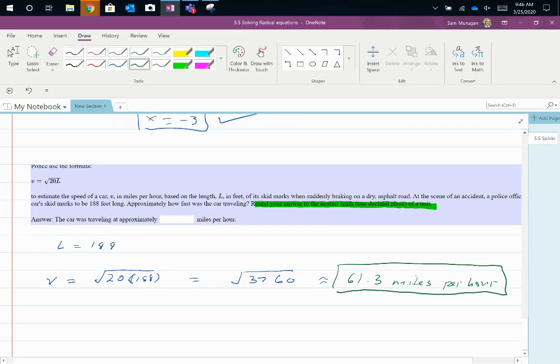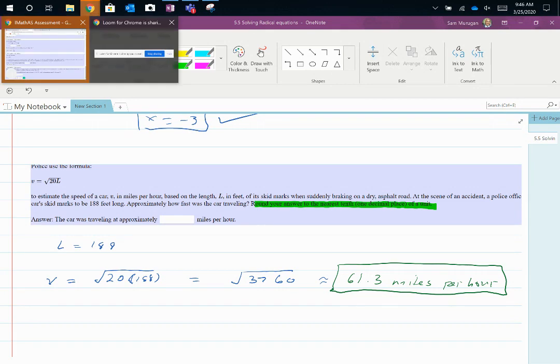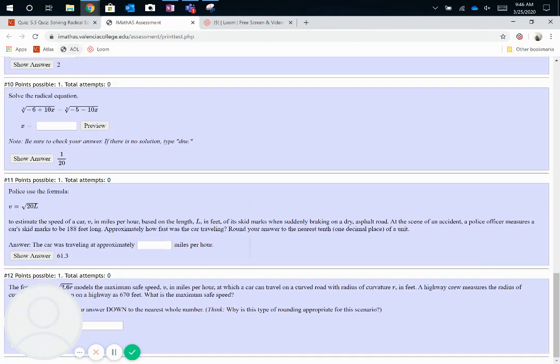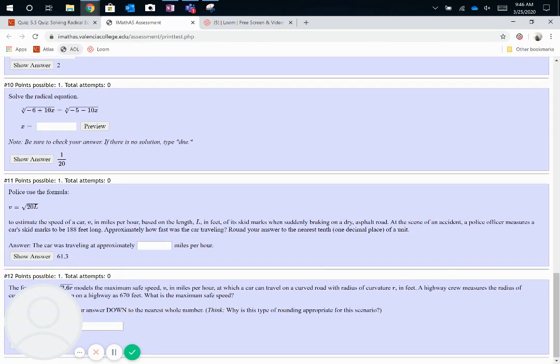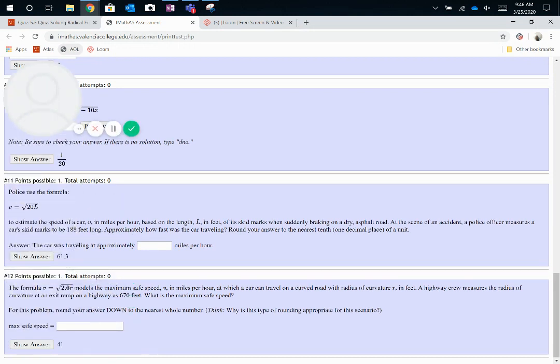So you can see this person saying, officer, I was only driving at 40 miles an hour. And the officer is going, well, based on the length of the skid mark, the road's dry, it's asphalt, we figure out you were driving around 60 miles an hour. Clearly, that person would lose their argument with this. Let's consider another problem here. One more of these. There we go.